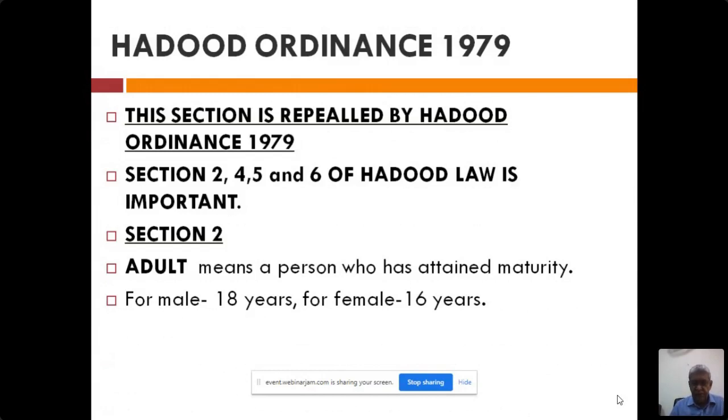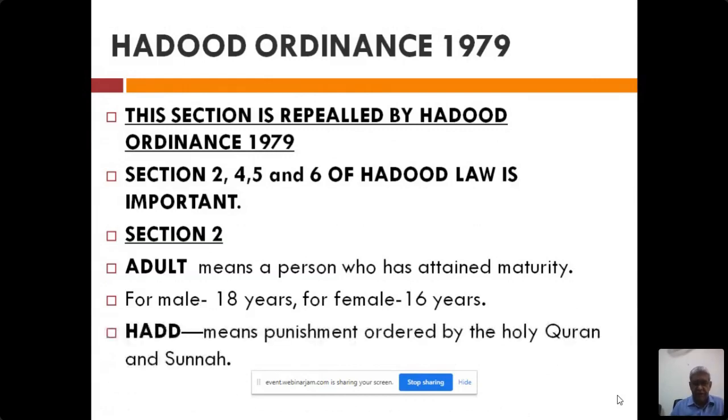Otherwise, before this time in Islamic law, it was sufficient to call a woman an adult if she starts menstruating, meaning she has achieved the stage of puberty, and then she can be called an adult. But in this section 2, the age of the male and the age of the female has been specified to be called an adult. For male, it is 18 years, and for females, it is 16 years. Second definition is hadd. Hadd means punishment, order.